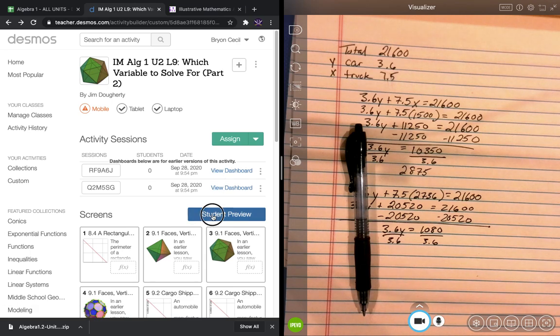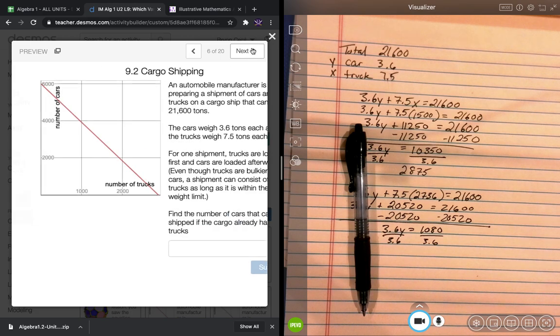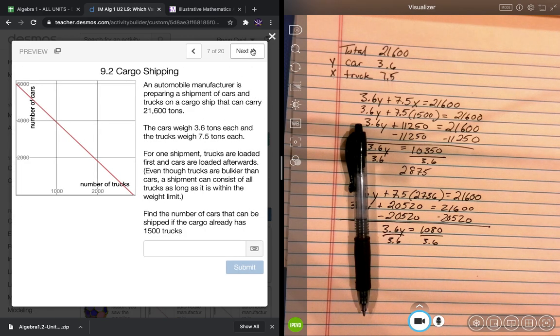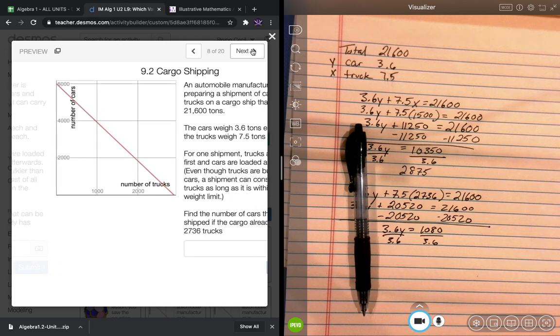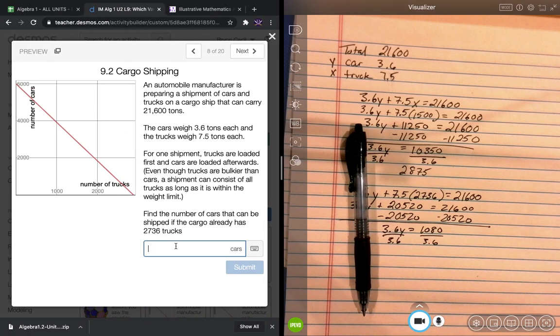Oh, sorry. I swiped on the wrong spot. Now we got to go all the way back. Okay, where were we at? We were right here. All right. Divide that by 3.6. And I get 300. Okay. All right. 300. That is correct.